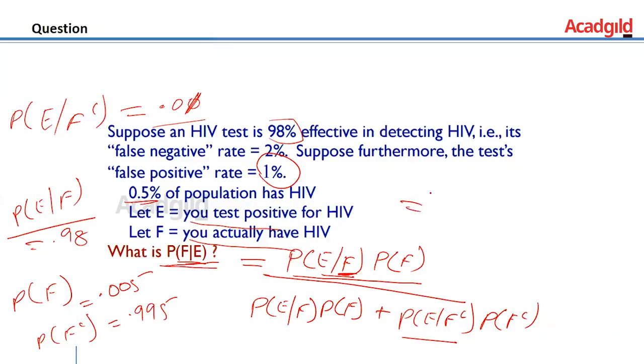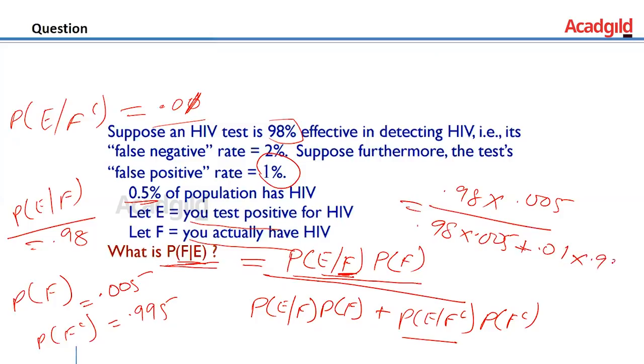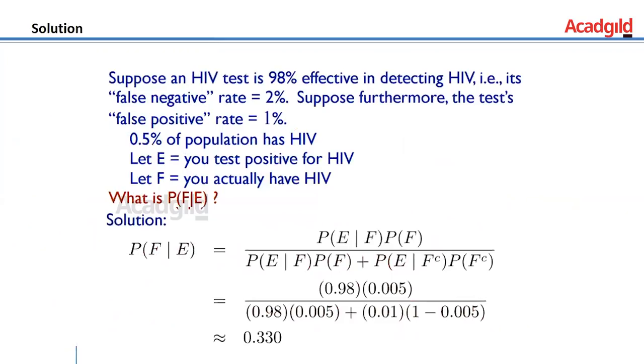Let's put in the values. P(E given F) is 0.98 into P(F) is 0.005, divided by the same thing, plus something more in the denominator, and what is that? That is P(E given F complement), which is 0.01 into P(F complement) 0.995. That's it, as simple as that. You know how much this value comes to? Around 33% or 0.33 probability over here.